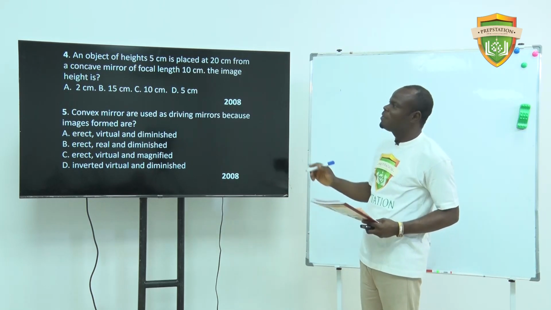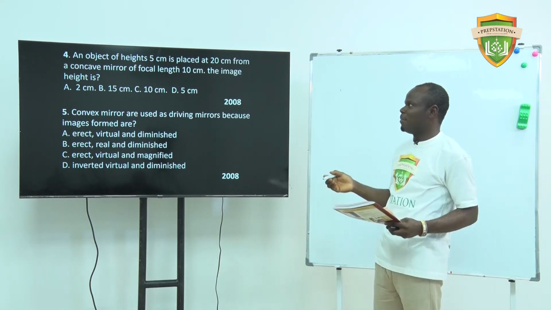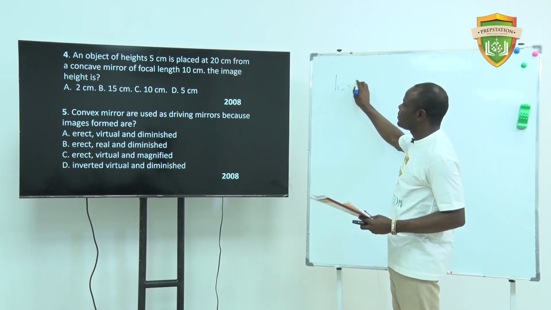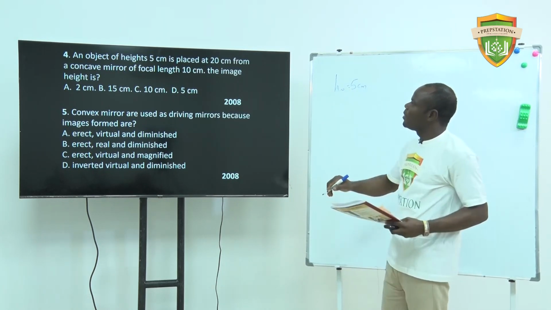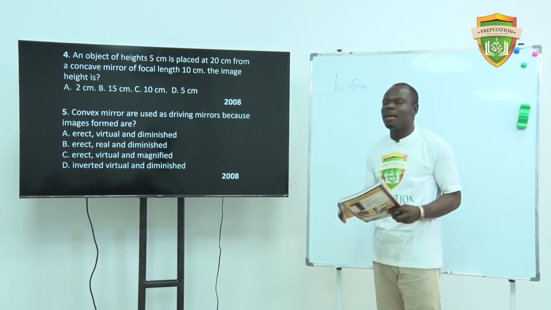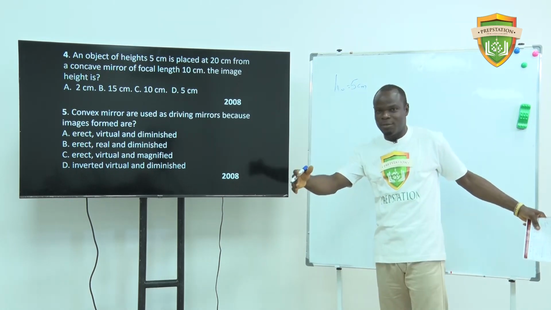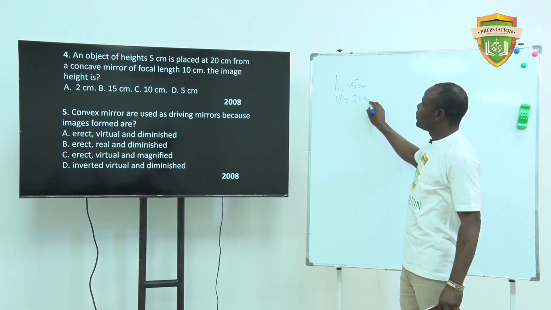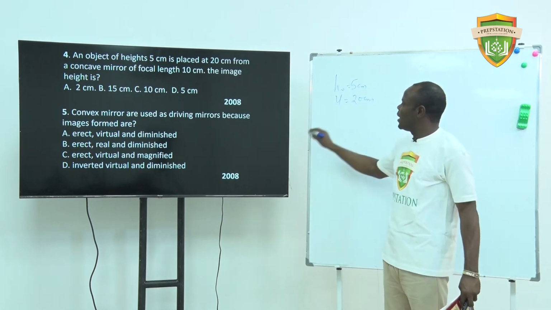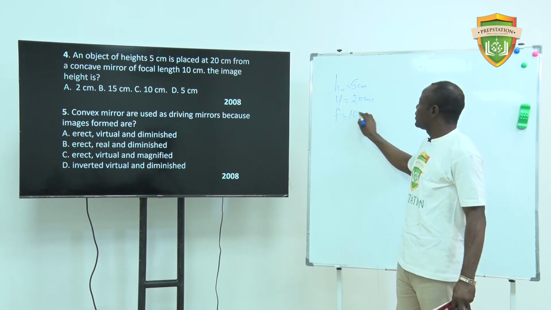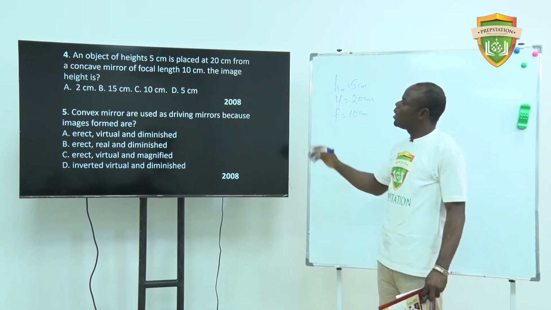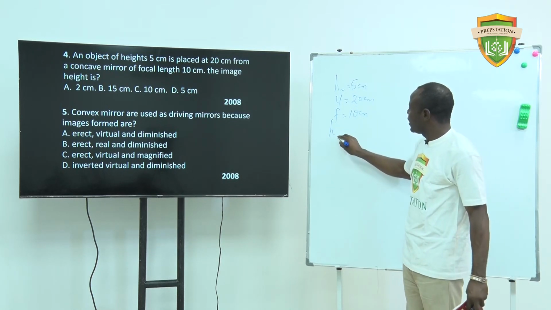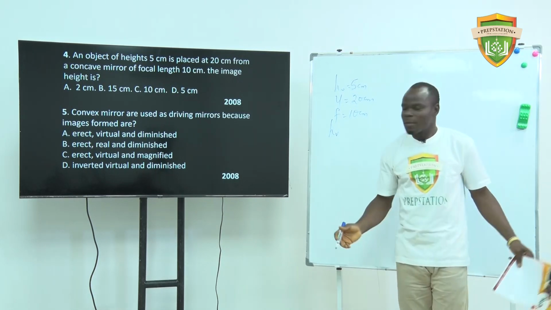Alright, question 4. It says an object of height 5 cm. So let's take our details. So height of the object is 5 cm. It says placed at 20 cm from a concave mirror. That definitely is what? Your object distance. So that's U, 20 cm. And the focal length F is given as what? 10 cm. Now we're looking for the what? The image height. Let's call it Hi.